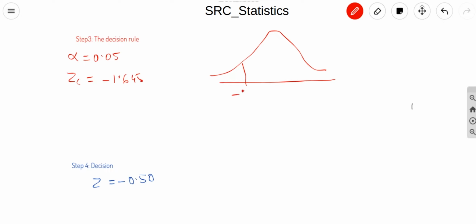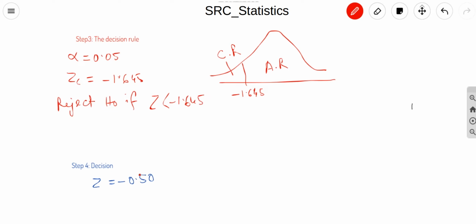If you don't know how to find the critical value of Z, then please ask me in the comments. I can make one more video for that. So this is our critical region, that is less than negative 1.645, and the right side is the acceptance region. Therefore the decision rule will be: reject H naught if Z is less than negative 1.645.